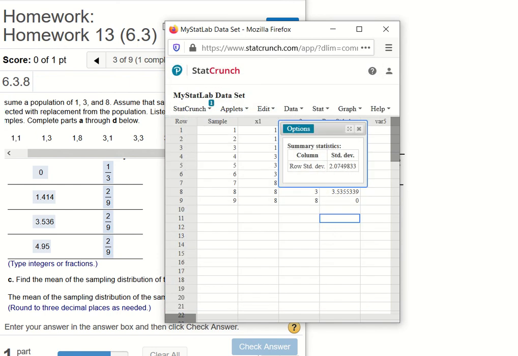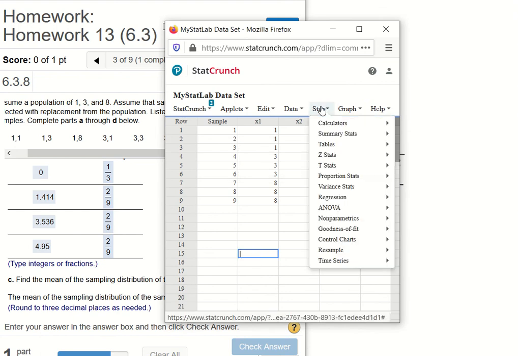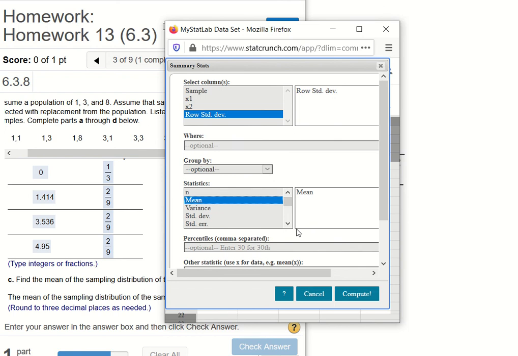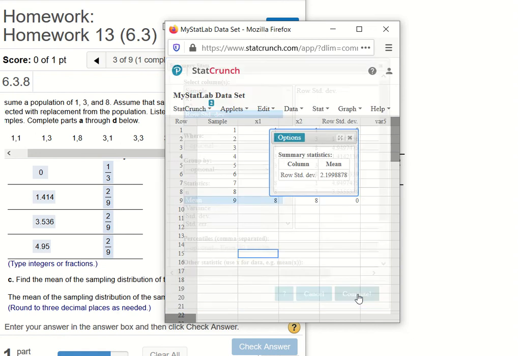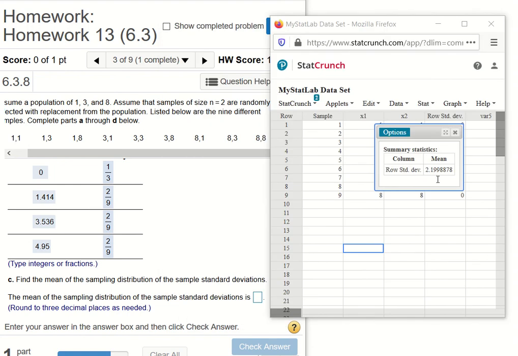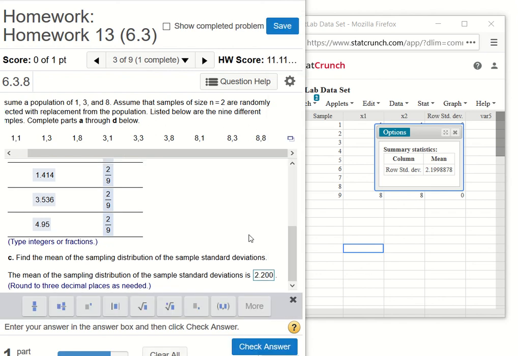Oh, sorry. That was a mistake. Let's start all over again. It's Stat, Summary Stats, Columns. We pick this column and we want to find the mean. Sorry, not the standard deviation. We want to find the mean of those standard deviations. Sorry for the confusion. And it's 2.19. If we round to 3 decimal places, that's 2.200, which will be the answer. Okay, check.